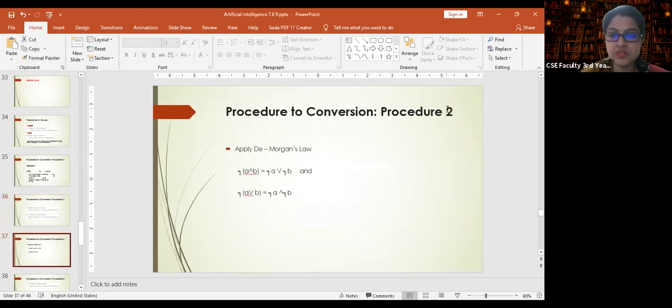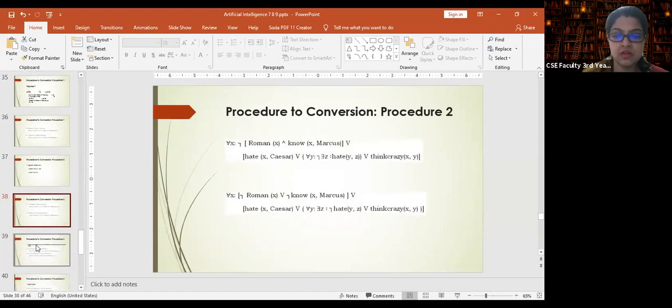Now we go to procedure 2. Procedure 2 is De Morgan's law, which we have already done. De Morgan's law is: if a not comes before a bracket and an and sign is within the bracket, then we can remove the bracket. Not comes before A, not comes before B, but the and sign converts into the or sign. And if an or sign is inside the bracket, it converts into the and sign. So this is how we apply De Morgan's law.